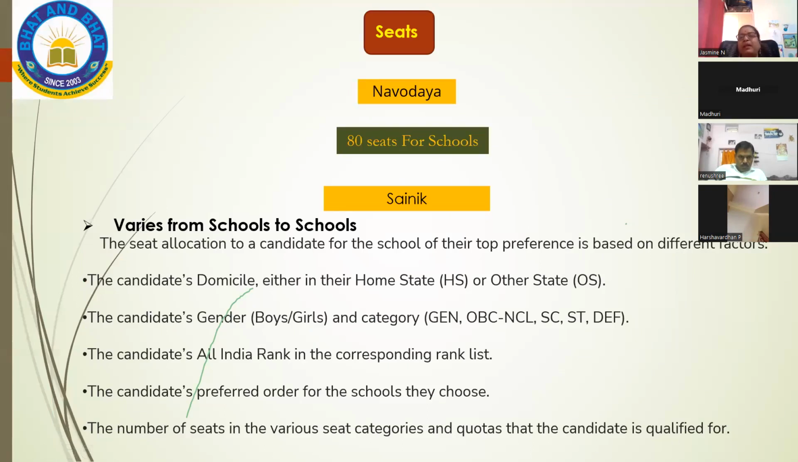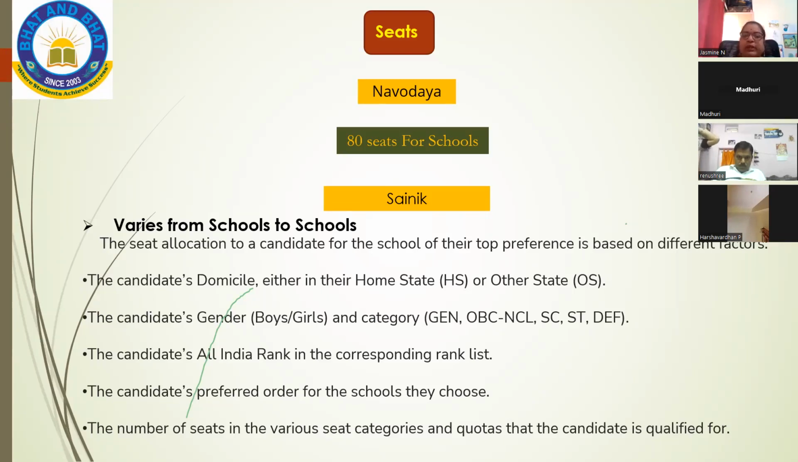So for example, we can say for Navodaya school, how many seats are available. For the sixth standard entrance examination, approximately they will give 80 seats. In those 80 seats also, they will come under some category. They will give preference first to SC, ST caste people, lower income, below poverty line people, and for the girl child. So these are the things that come under these 80 seats.